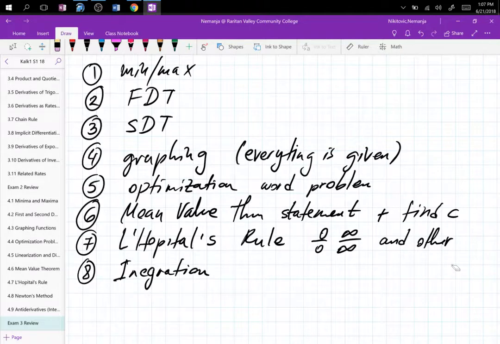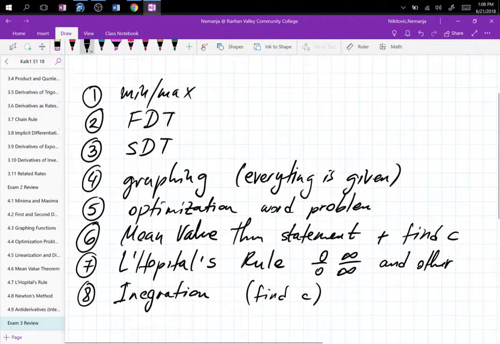Now, when I say integration, I will put in parentheses find C. I don't want to say I never put it on the test, because I did put it on the test for Calc 3. So find C is something that's not as often there, but it's a very important technique that you need to know. So that's the exam.